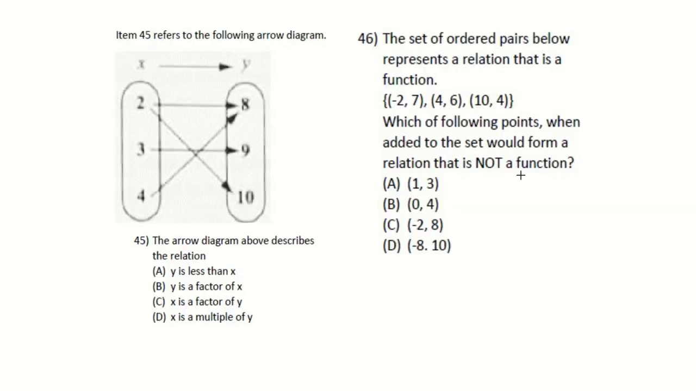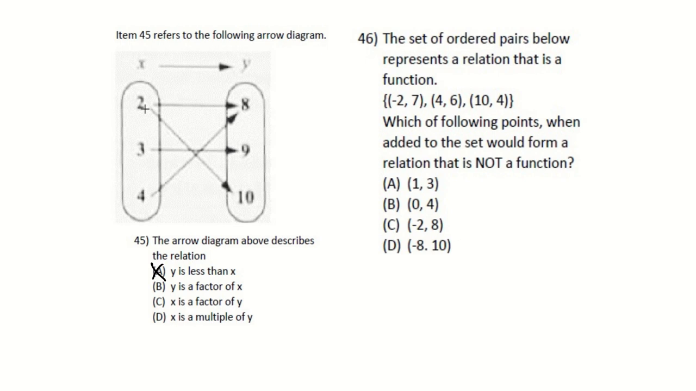Let's look at January 2021, paper 1, section 7, numbers 45 to 52, right? The arrow diagram above describes the relation. So we're looking at the relation between x and y. Is y less than x? That is not true. Y is 8 and x is 2. Can't be this. Is y a factor of x?